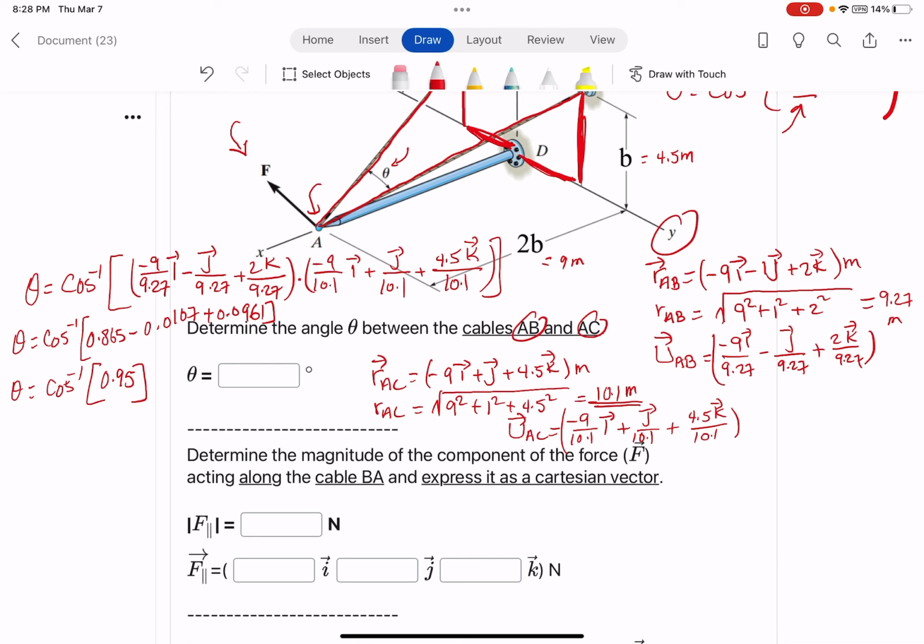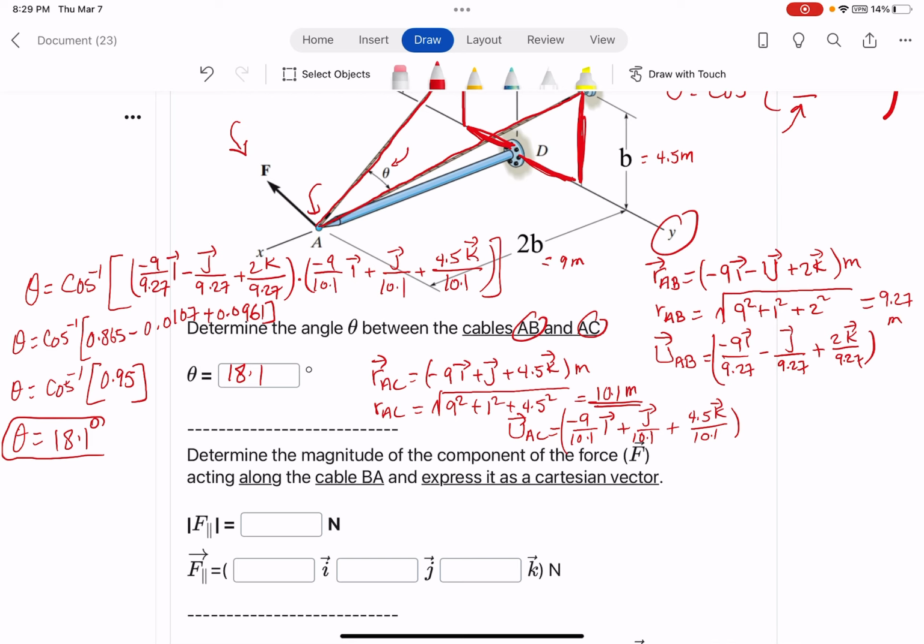So what is cosine inverse of this? That will give you the angle, 18.1 degrees. So you put here 18.1 degrees. Hopefully that's going to be the answer for the first one. Now let's go for the next one. Now we found the angle.